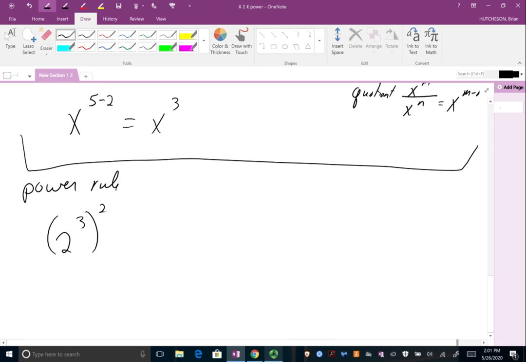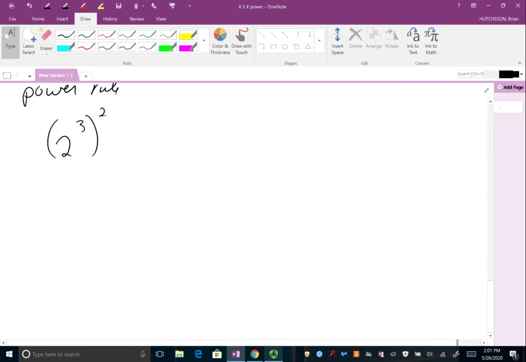So this is basically 2 cubed raised to the power of 2. My base is 2, and I want to keep my answer in base 2. But what does this mean? Well, this says that I want to square 2 cubed. To square something means you multiply it by itself. So I have 2 cubed times 2 cubed.